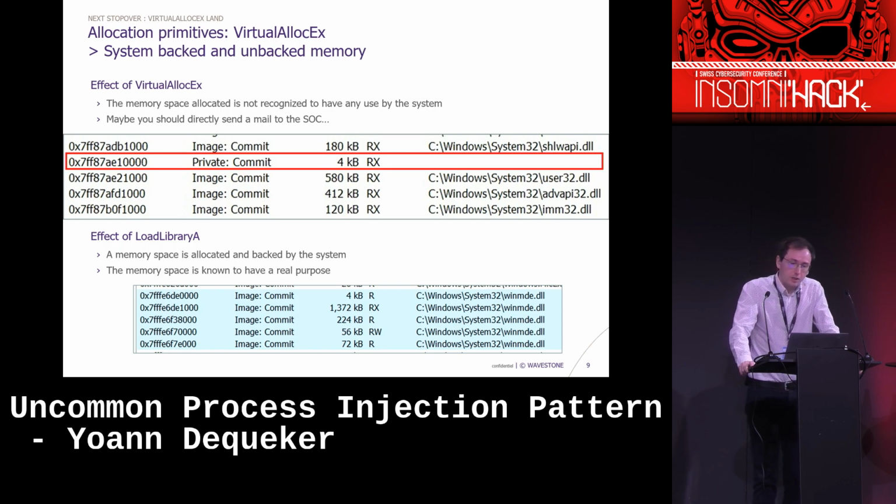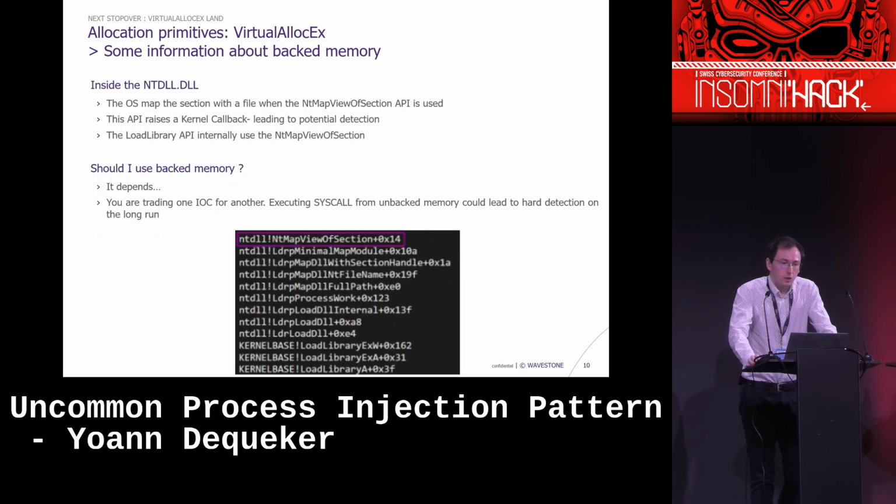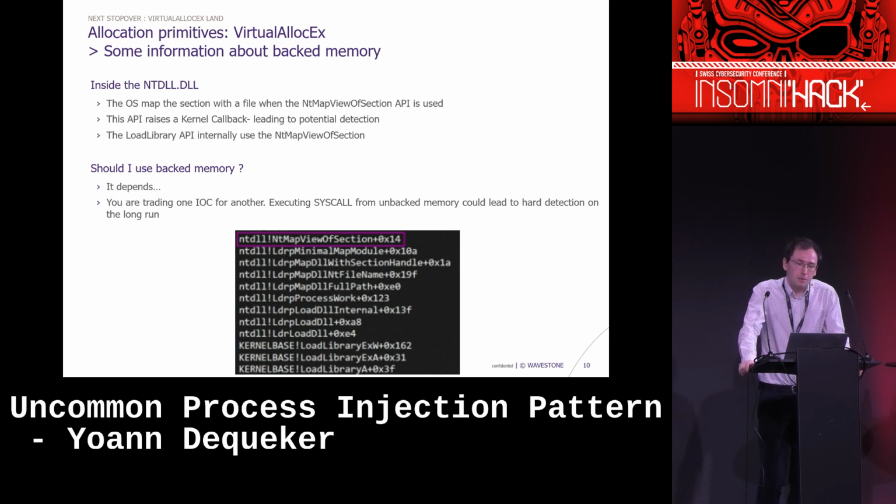This is kind of interesting because by loading a DLL, the edge case is that we are creating additional memory in our process. We are setting some specific protections, and we are linking it to a file. When we link a memory section to a file, it's what we call backed memory. So with VirtualAlloc, we have unbacked memory, and with LoadLibrary, we are creating backed memory. So the question is, why can't we use VirtualAlloc with backed memory?